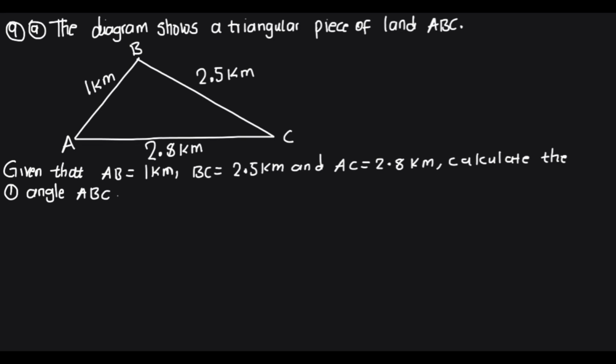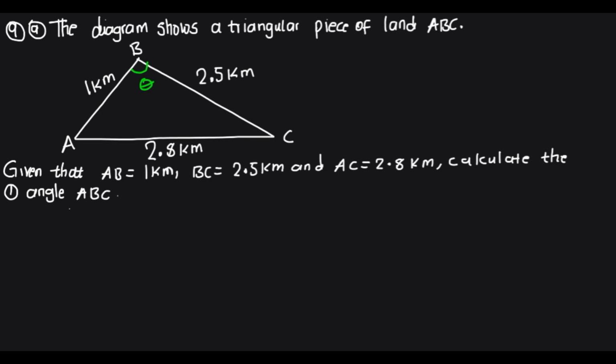Given that AB is a distance of 1 kilometer, then BC is a distance of 2.5 kilometers, and AC is a distance of 2.8 kilometers. Now the question is calculate the angle ABC. So the angle is denoted by the middle letter. So here we are looking at this angle. So that is our first thing that we need to do.